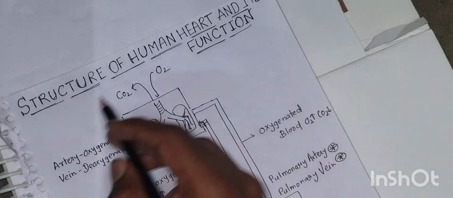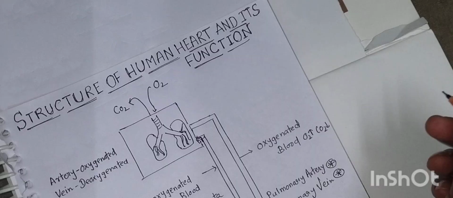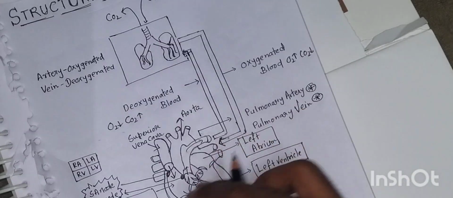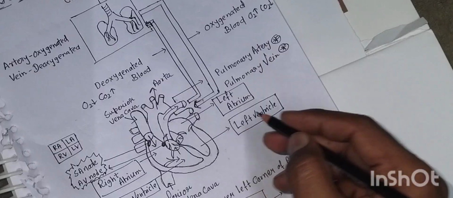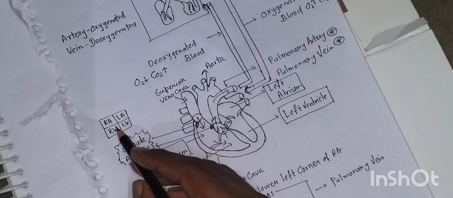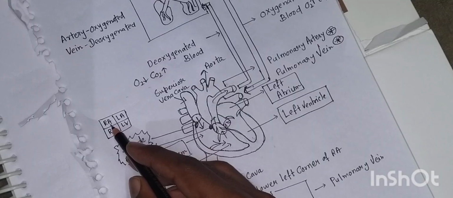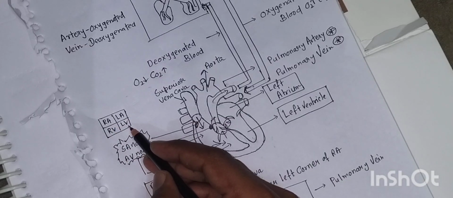Our today's topic is structure of human heart and its function. So this is the structure of human heart, or you can say the anatomy of the human heart. Human heart consists of four chambers, that is right atrium, right ventricle, left atrium and left ventricle.